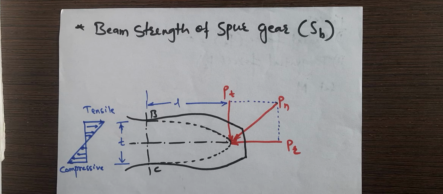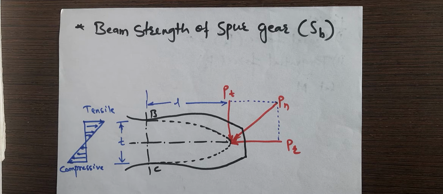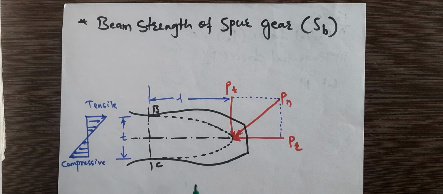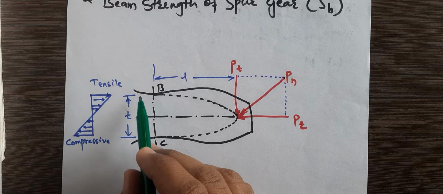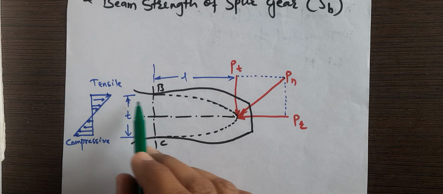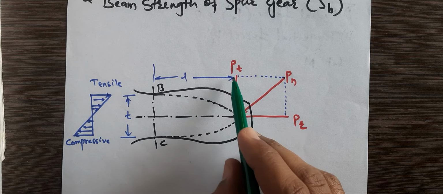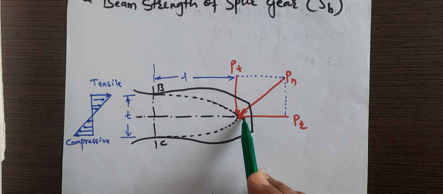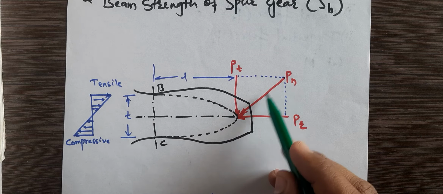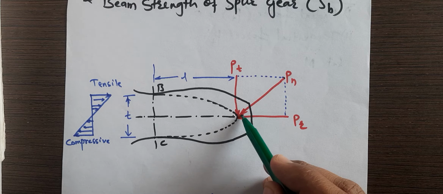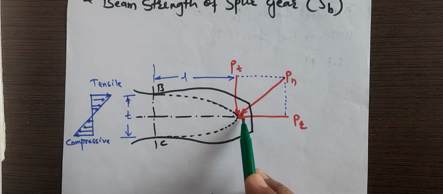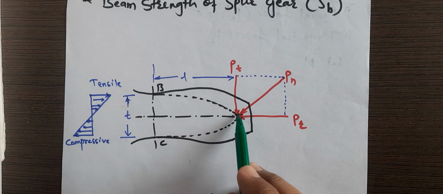Hello everyone. In this lecture we will see the beam strength of a spur gear. Now we'll take a single tooth of a spur gear. Here is a single tooth, and the different forces acting on it are a tangential force and a radial force, and this is the resultant force. The resultant force will act like this, and this will be the radial component, and this will be the tangential component.